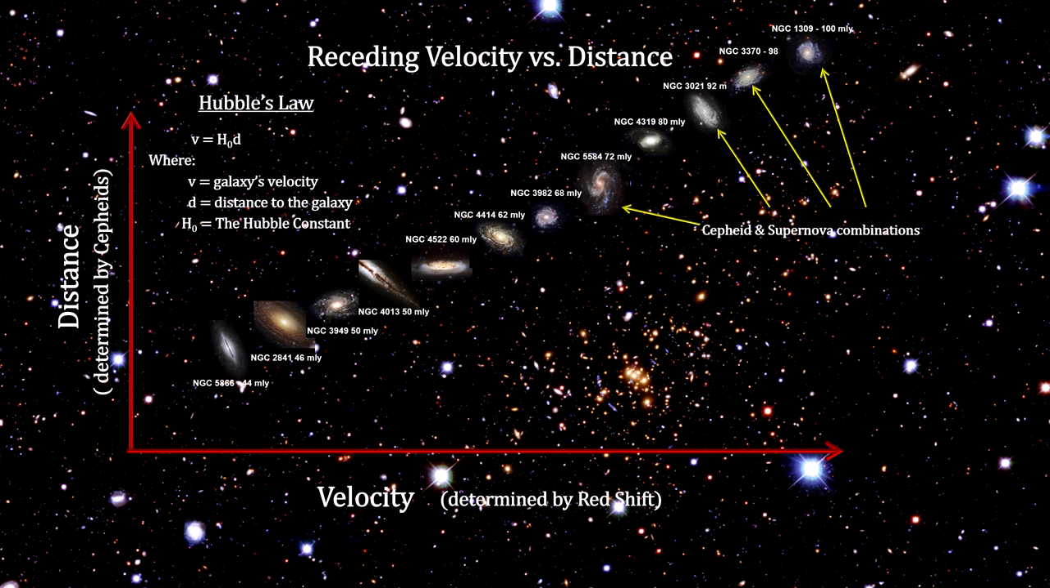Today's current value from distance ladder measurements is 22.7 kilometers per second for every million light years further away a celestial object is.